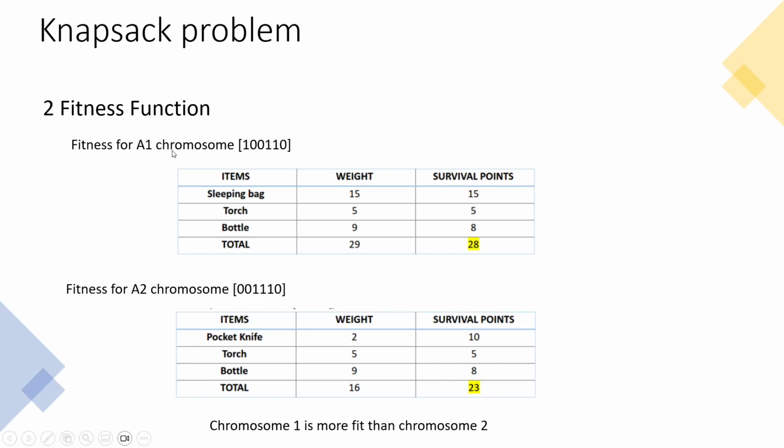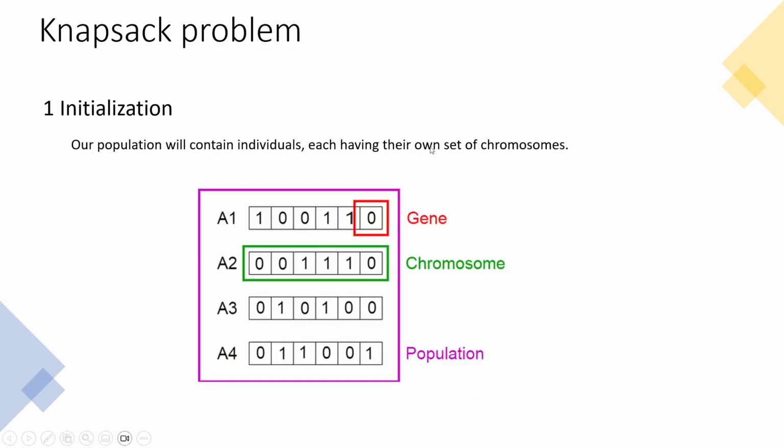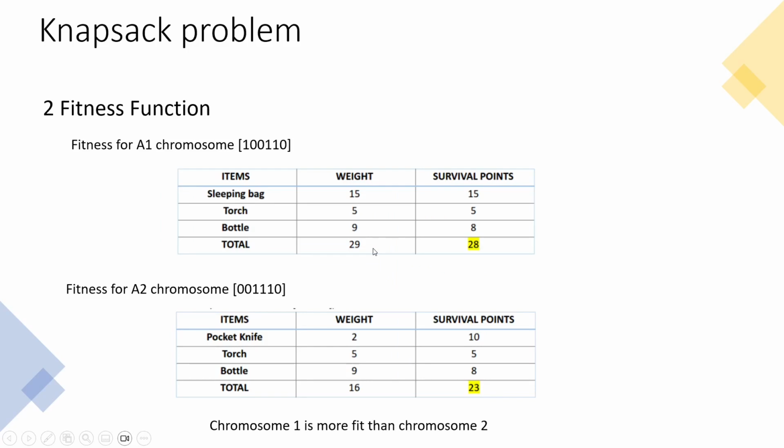This is a chromosome from our randomly initialized population. Let's say, for example, we have the A2 chromosome, which is 001110. That means you can carry the pocket knife, torch, and bottle, which in total weighs 16. And their total survival point is 23. Now, one thing I would like to show you is, we can carry 30 kilograms, and this chromosome only weighs 16 kilograms.